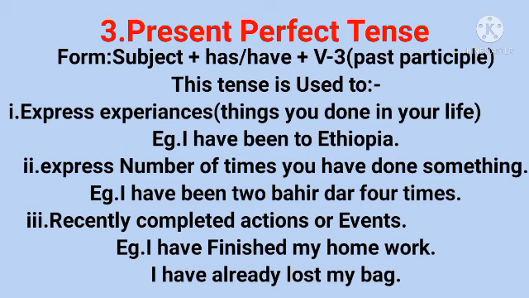The second usage is in order to express number of times you have done something. Example, I have been to Bahar Dar 4 times. That means we express how many times we have been to Bahar Dar. And also present perfect tense is also used to express recently completed actions or events. That means we express recently completed actions. For example, I have finished my homework.